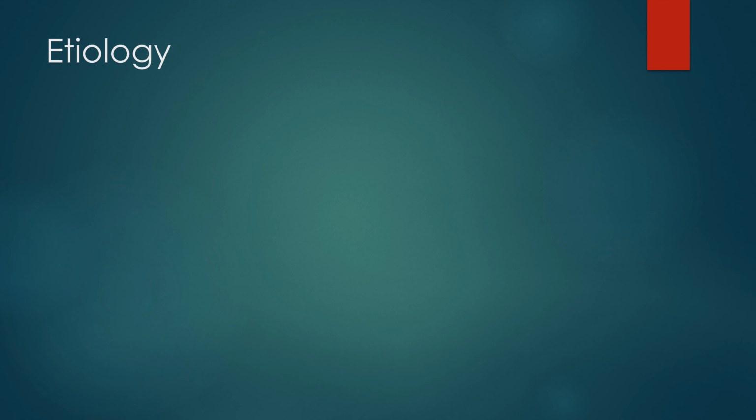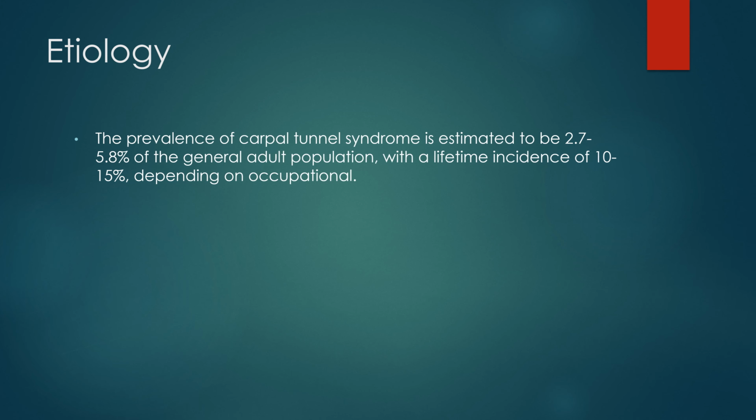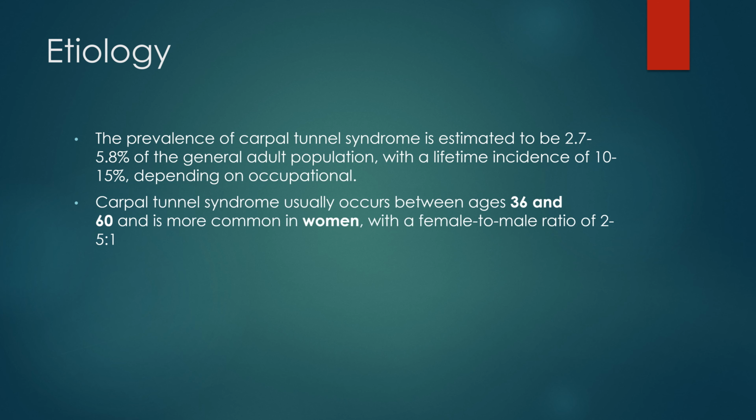Next we will discuss etiology. The prevalence of carpal tunnel syndrome is estimated to be 2.7 to 5.8% of the general population, with a lifetime incidence of 10 to 15% depending on occupation. Carpal tunnel syndrome usually occurs between ages 36 and 60 and is more common in women, with a female to male ratio of 2 to 5 to 1.